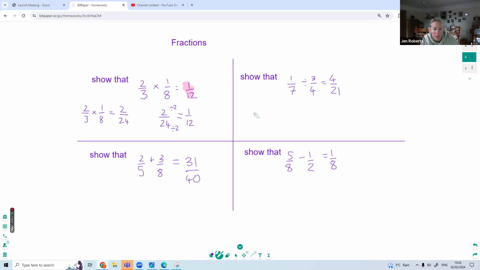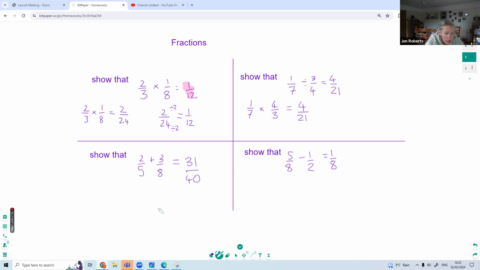Okay, what do we do when we divide the fractions? We do the keep, flip, change method. So we keep that first fraction as it is. We flip the second fraction and we change the divide to a times. Once we've done that, you times the numerators together. 1 times 4 is 4. 7 times 3 is 21, which actually gives us that answer, which is what we want.